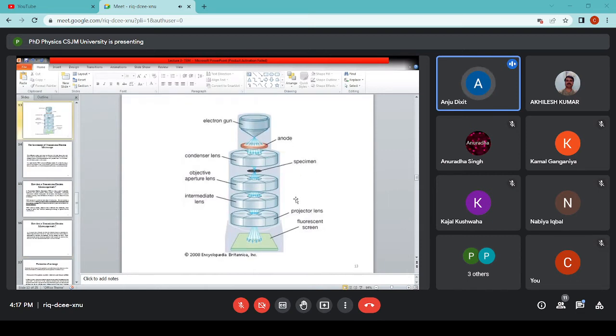This is a typical diagram of a TEM instrument. We have the electron source, the electron gun, from where the electron beam is produced. This is the first part, the illumination system, which has the condenser lens. The second part has the objective aperture lenses, where the specimen and electron beam interactions take place. These two parts are basically the objective part, and the third one is the imaging system, where projector lenses are there and the fluorescent screen is there where our images are formed.